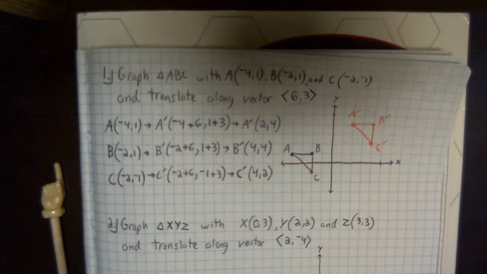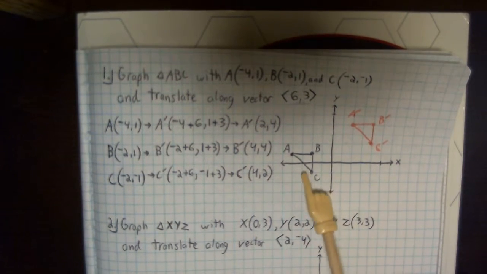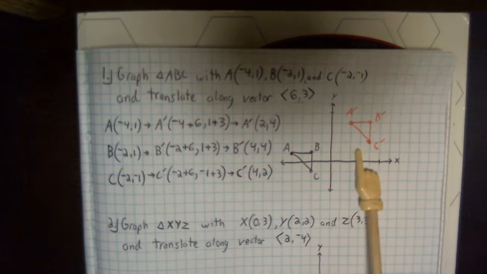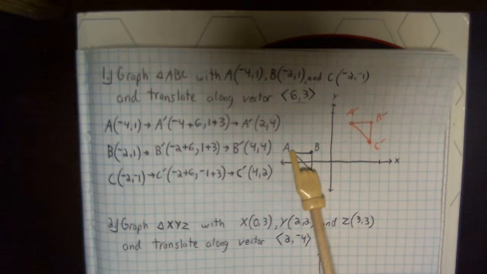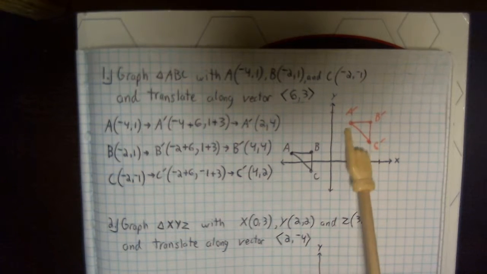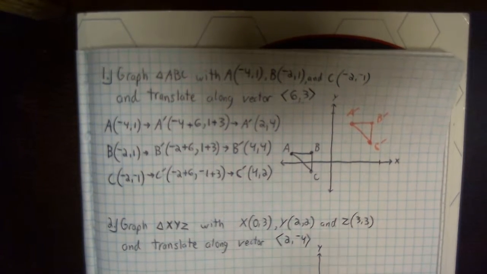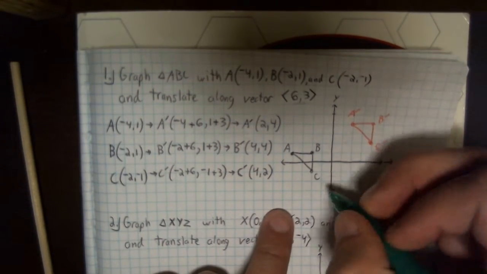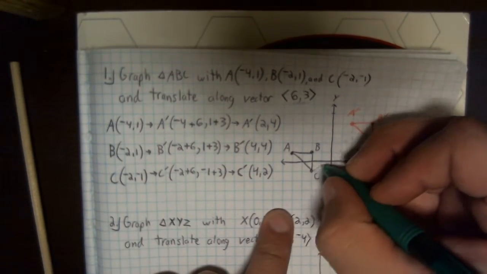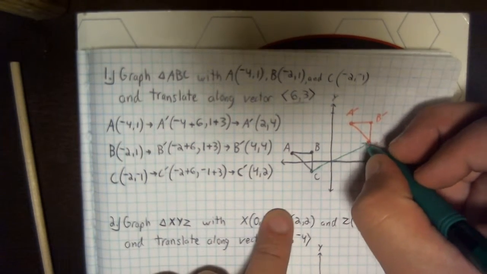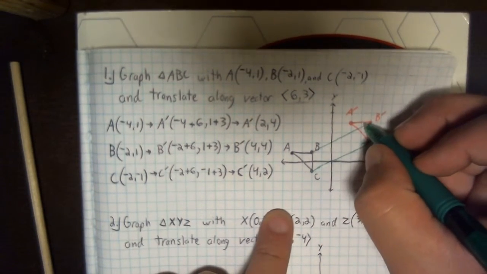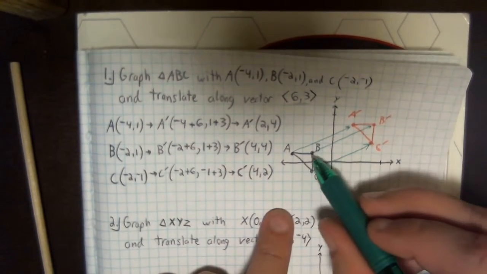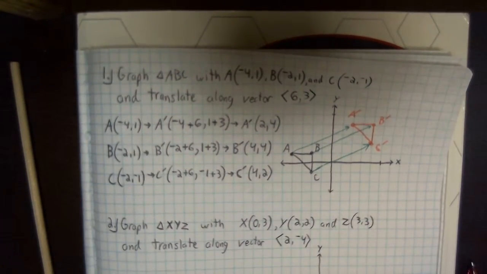Notice that it looks exactly the same as it did before. All we did was we moved it along this vector. We moved it 6 over and 3 up. And we did that for every single point. 6 over, 3 up. So really, that's what our vector looks like. And we're going to use it for every single point. They all moved that distance, that direction.